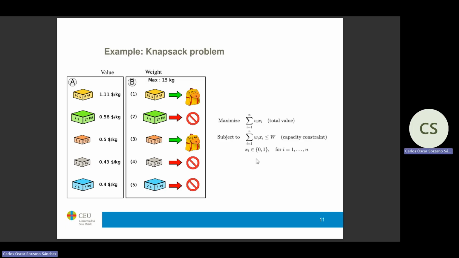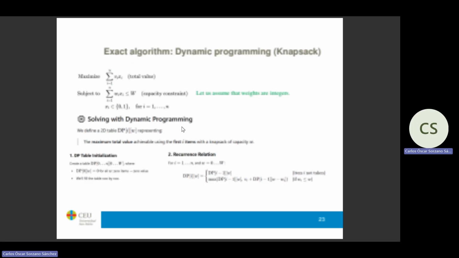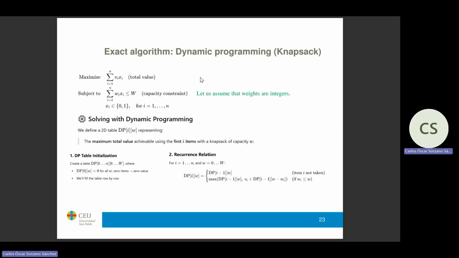And the variables that you can control are 0 or 1, so whether you take this object into the knapsack or not. This is the problem we want to solve, and we will use it to introduce a new technique, dynamic programming. Dynamic programming, in general, is like: I have to solve a complicated problem, and then I try to solve a problem that is simpler.